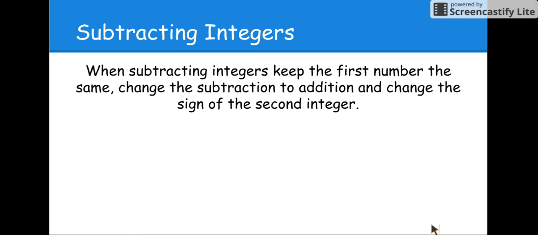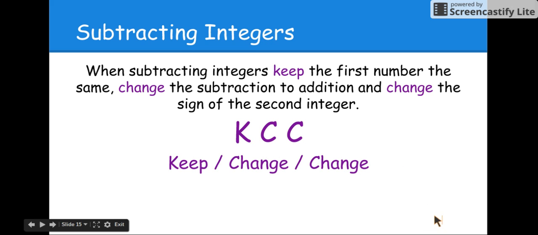Now we're going to work on subtracting integers. When subtracting integers, keep the first number the same, change the subtraction to addition, and change the sign of the second integer. So that's a lot of information. The way I like to remember this is keep, change, change. Keep the first number the same, change the subtraction to addition, and change the sign of the second integer. Let's do a couple of examples.